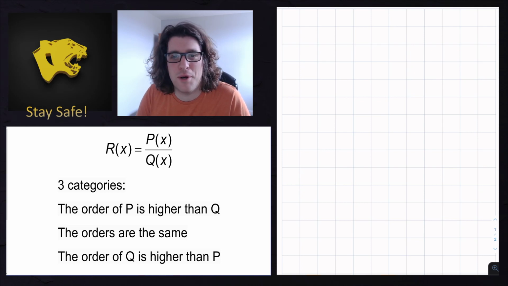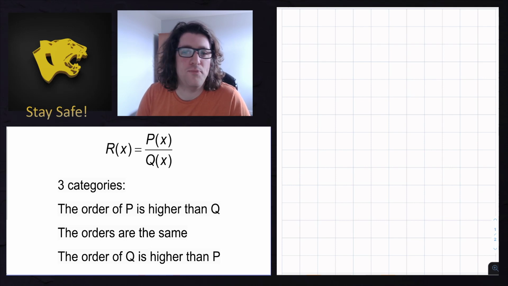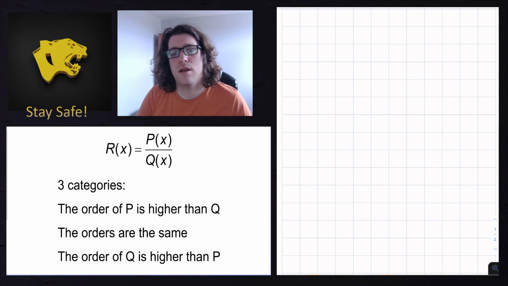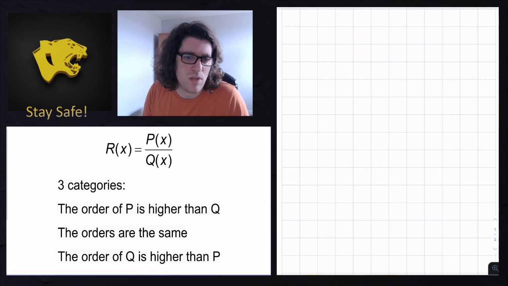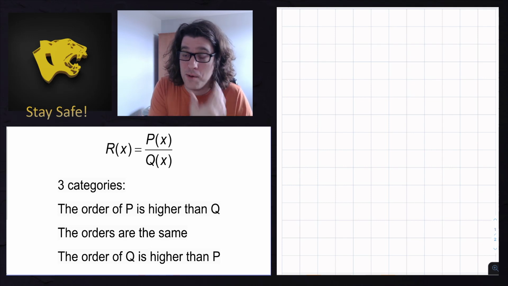So what I have listed below is the three categories that we're going to pay attention to: when the order of the polynomial that is upstairs is greater than the order of the polynomial q. We're going to take a look at how to tell what's going on when the two polynomials have the exact same order. And we're also going to take a look at what happens when the polynomial in the denominator has the higher order of the two. So when I say order, I mean power.